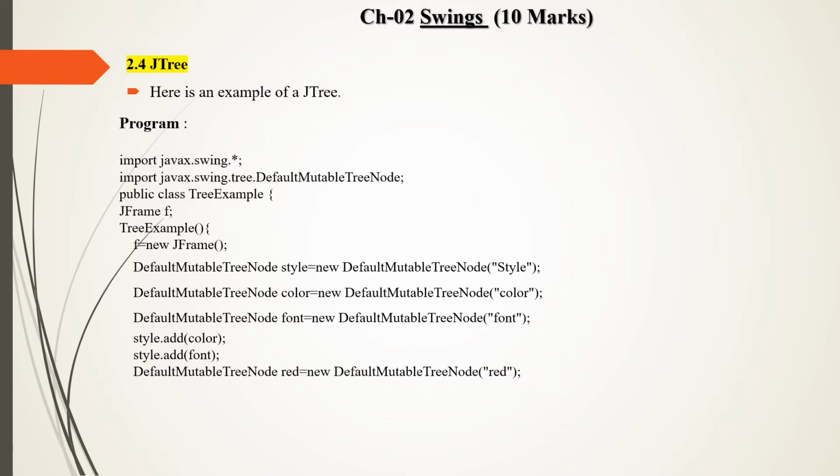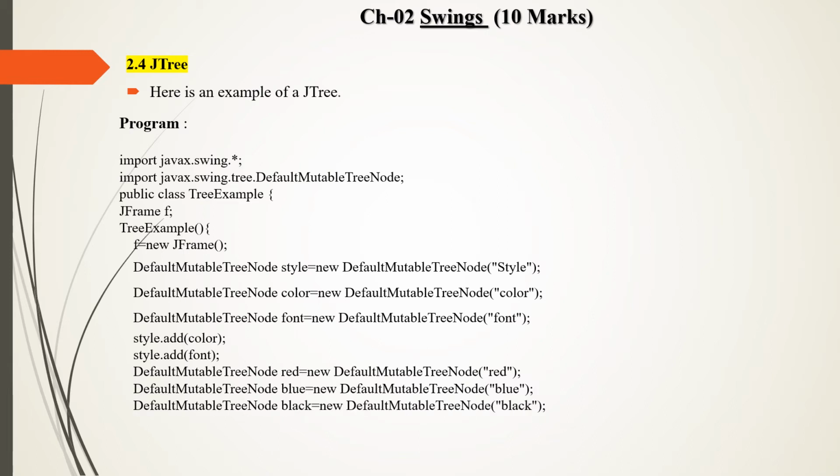Then we again create some subnodes by using the class DefaultMutableTreeNode. First we create red. Red is the object, and this is the title. Similarly we create the blue node. Similarly we create the black node. One important point is DefaultMutableTreeNode: this class is used to create a new node in the tree. Many times this question is asked in examinations.